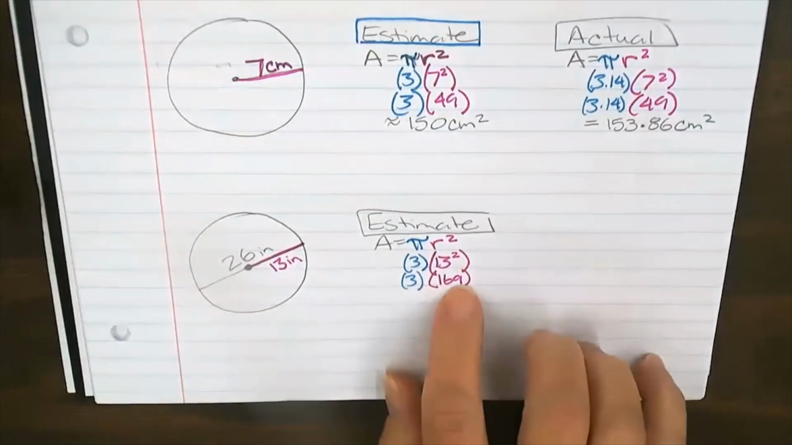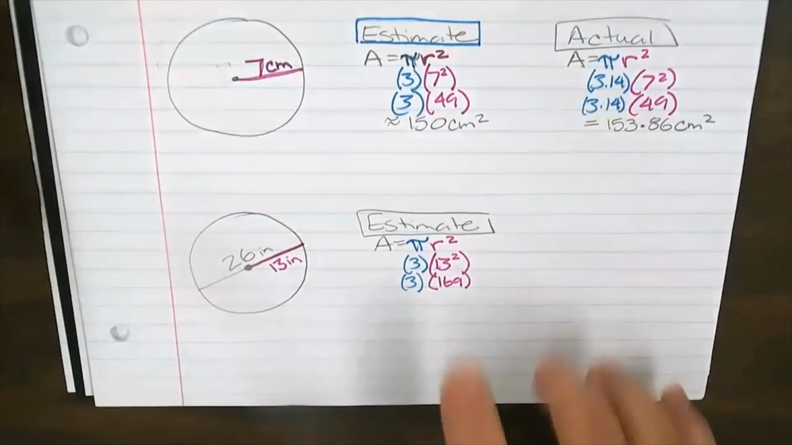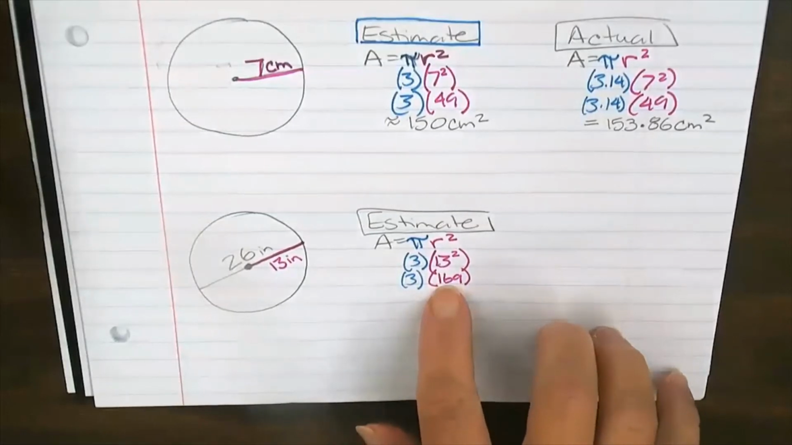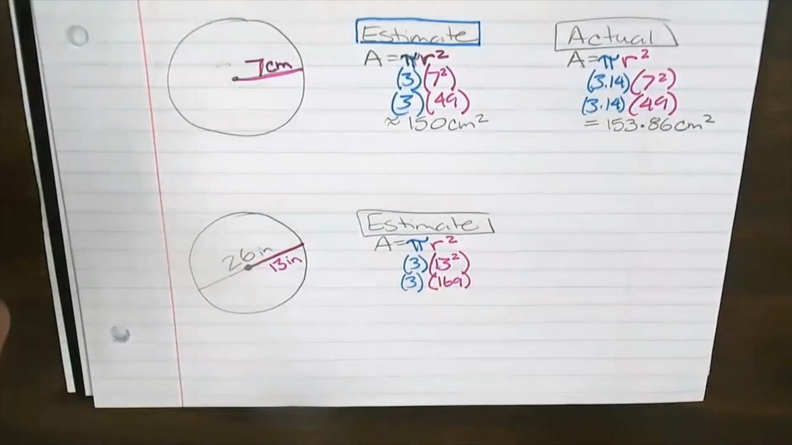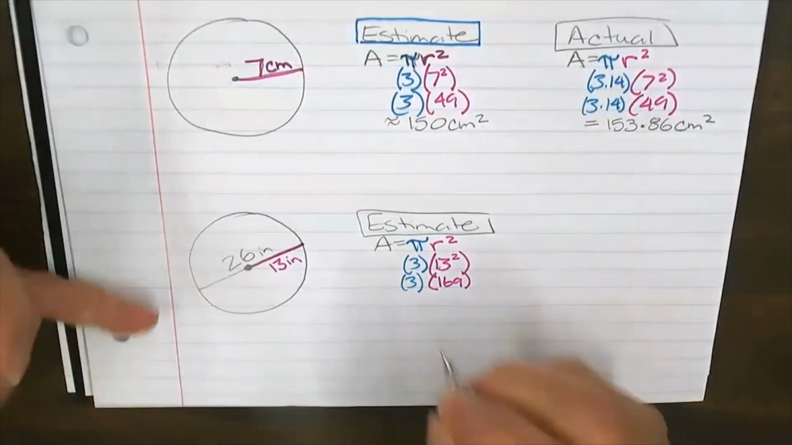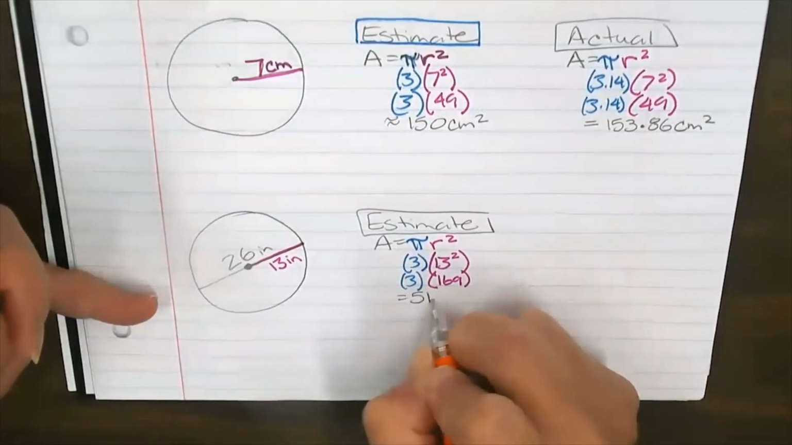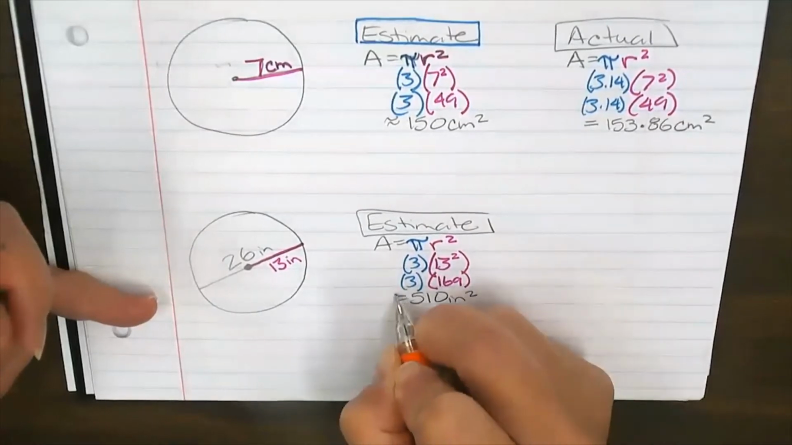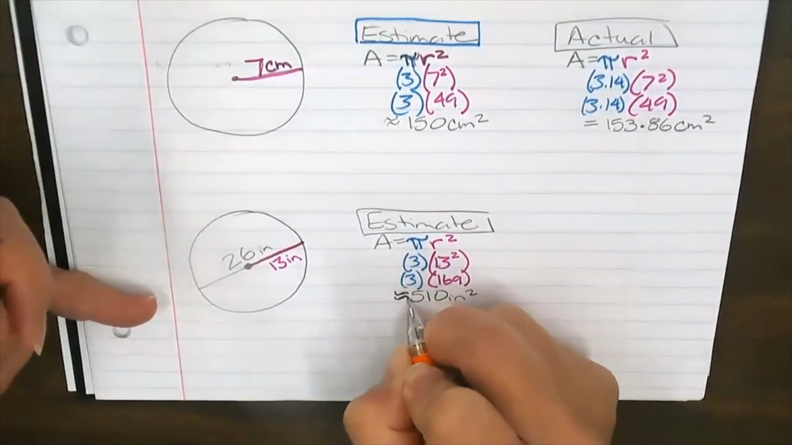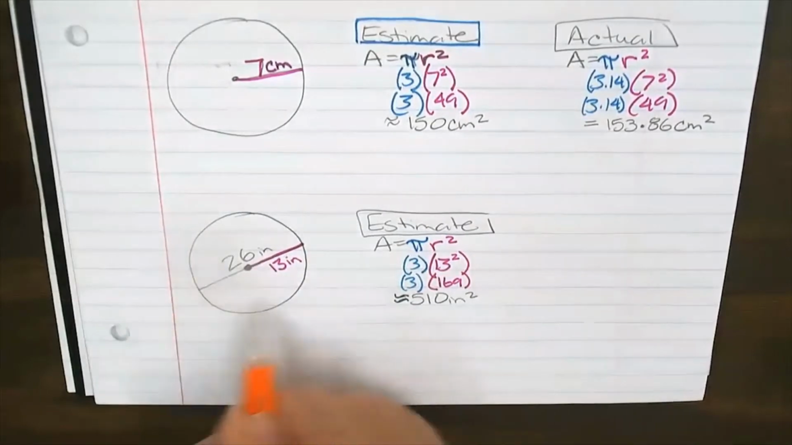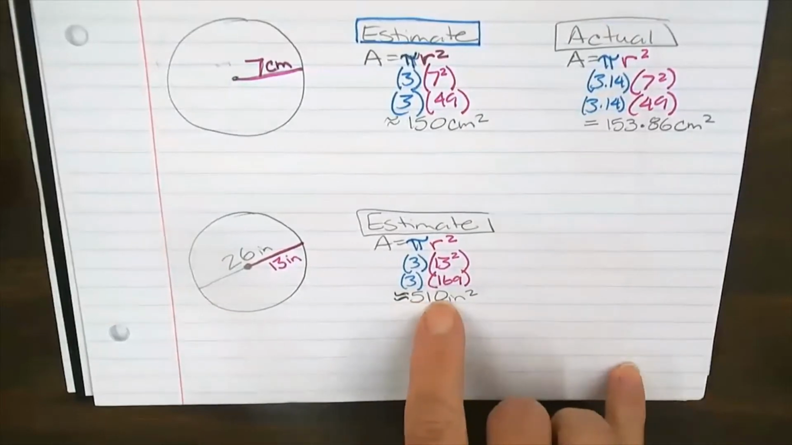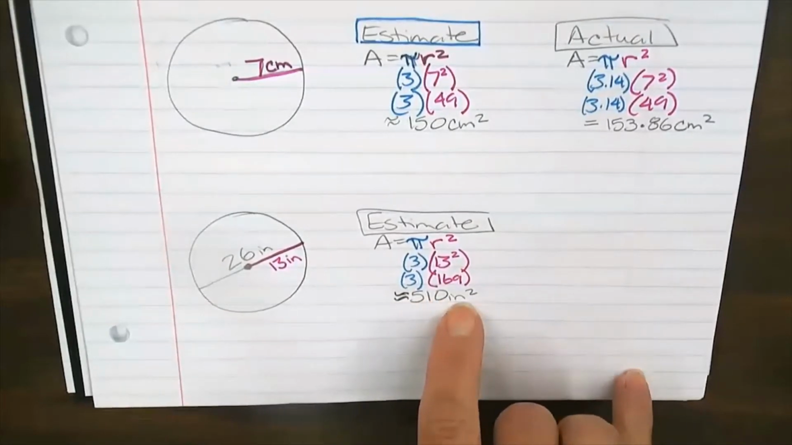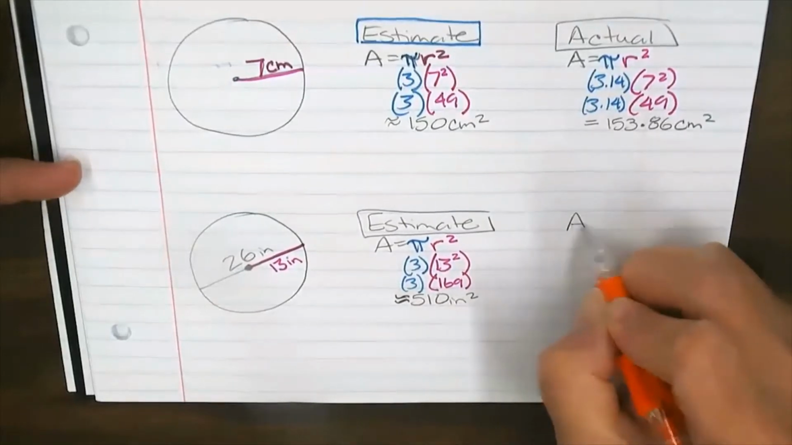Now, 3 times 169 is kind of hard to do in my head, but 169 is pretty darn close to 170. And I know that 3 times 170, well, we have 300 and then 210. 3 times 170 is going to be 510 inches squared. And this is an estimate. So the area of this circle is about 510 inches squared. Now let's find the actual.